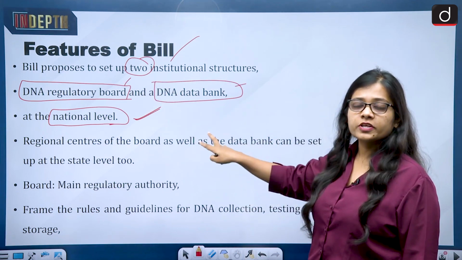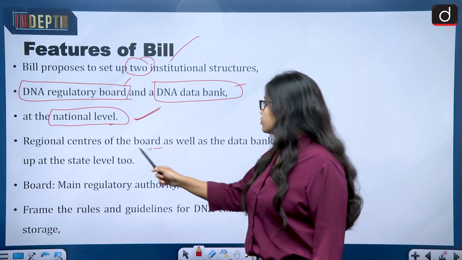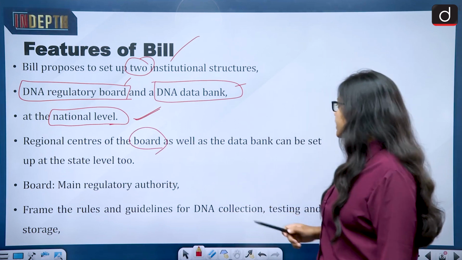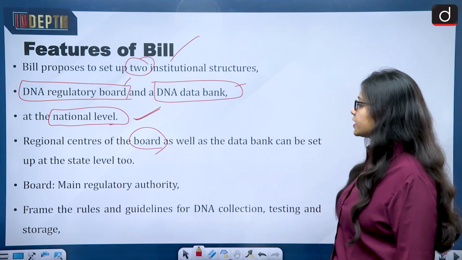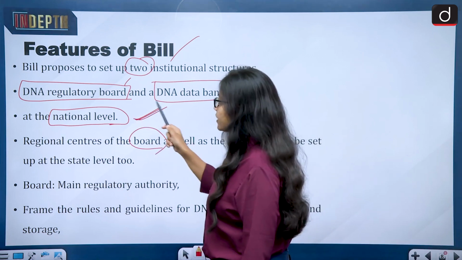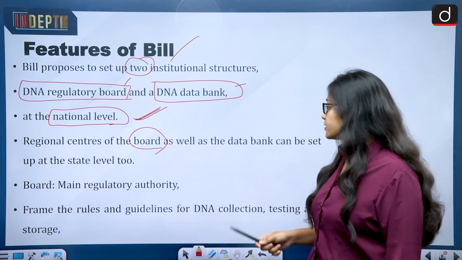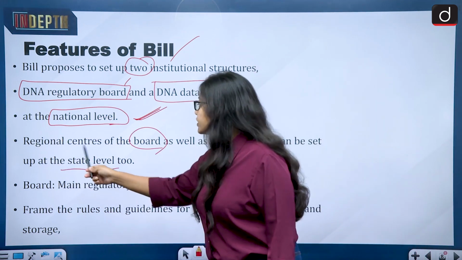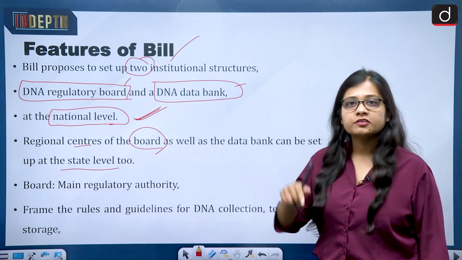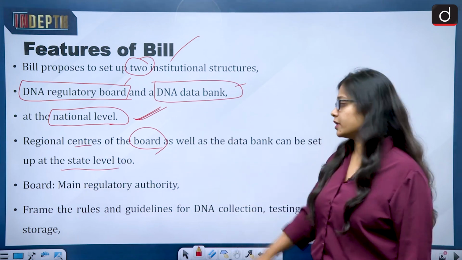And apart from this, regional centers of the DNA Regulatory Board would also be set up, as the data bank can be set up at the state level too. So at the national level, it was two, the DNA Regulatory Board and the DNA Data Bank. And at the state level, regional centers can also be set up. So there is a difference between the national level and the state level.